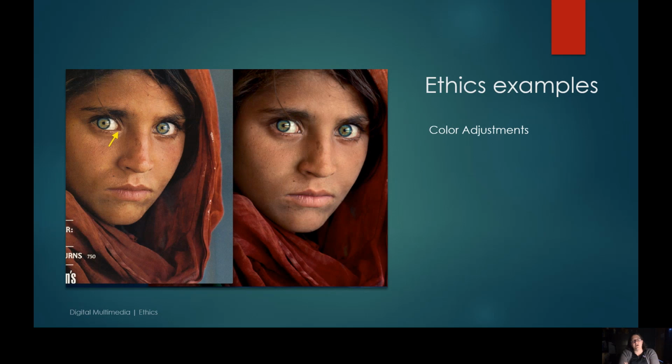a photographer was known for taking these photographs. He took the photograph on the left. He published the photograph on the right. It is the same photograph, but he made color adjustments to it.